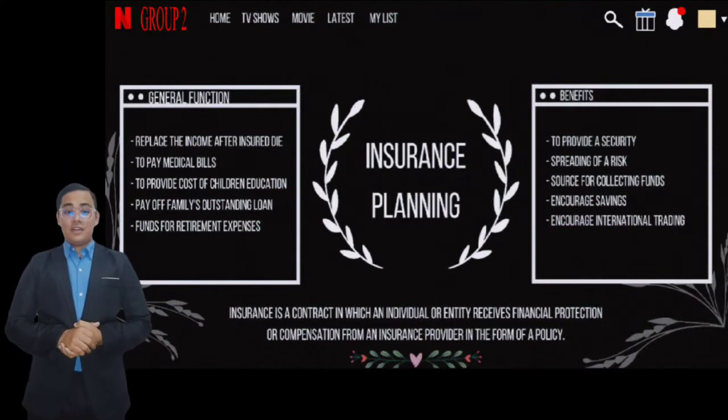There are a few general functions of insurance. Firstly, it replaces the income after the insured died. The insurance company will pay the insurance beneficiaries, such as their family or relatives, according to the agreements. It is very important for their family if the insured is the only source of income for their family, as it will reduce their burden.